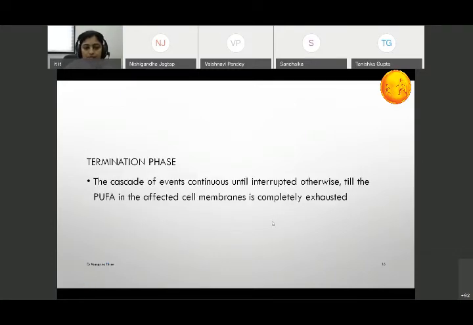The last phase is the termination phase. The cascade of events continues, unless interrupted otherwise, until the polyunsaturated fatty acid in the affected cell membrane is completely exhausted. Whatever amount of PUFA is there, this cascade of events takes place in the initiation and propagation phases until that level in the cell membrane is finished. As the PUFA store in the cell membrane is exhausted, the termination phase will come, and there will be interruption in this propagation chain reaction.